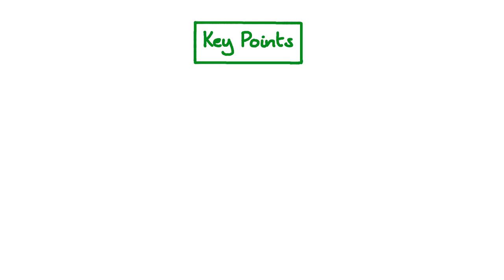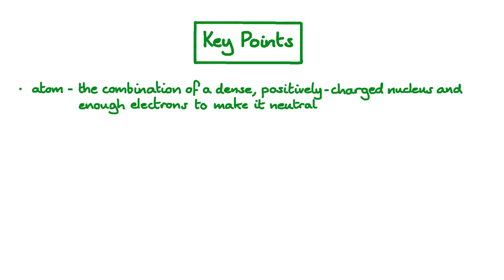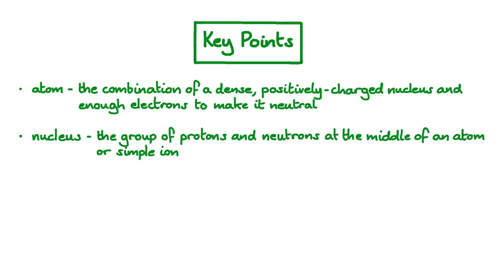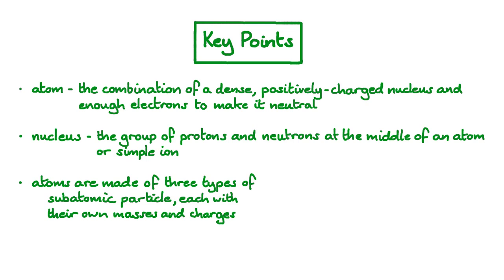Now that we've looked over some examples and had a look at all the points relevant to the subatomic particles and the structure of atoms, let's look at the key points. An atom is the combination of a dense, positively charged nucleus and enough electrons to make it neutral. A nucleus is the group of protons and neutrons at the middle of an atom or simple ion. Atoms are made of 3 types of subatomic particle, each with their own masses and charges.